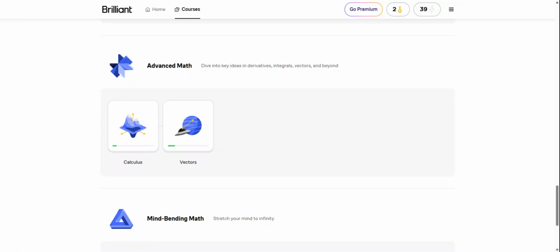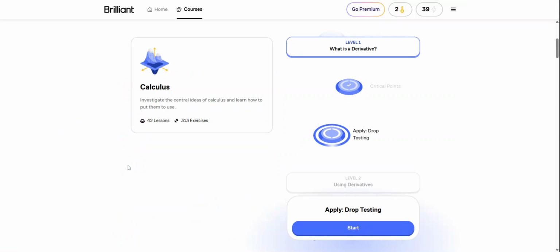I'm going to continue with more educational exercises, but on a completely different topic. In the advanced math session, I'm going to do some calculus exercises, as I'm showing with the pointer here, so I'll click on it right away. Alright, this is calculus, to investigate the central ideas of calculus and learn how to put them to use. It contains 42 lessons with over 300 exercises altogether, so that's a tremendously huge amount of progress to walk through. But don't worry, we're still only at level 1 at the moment.